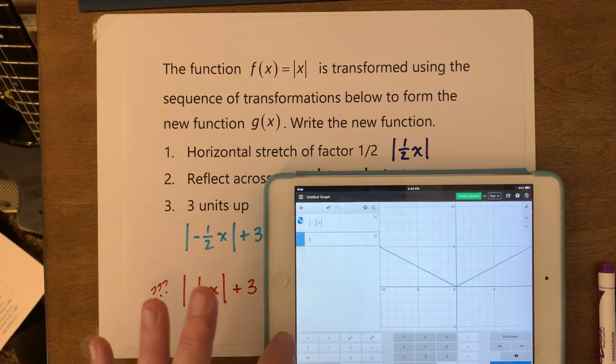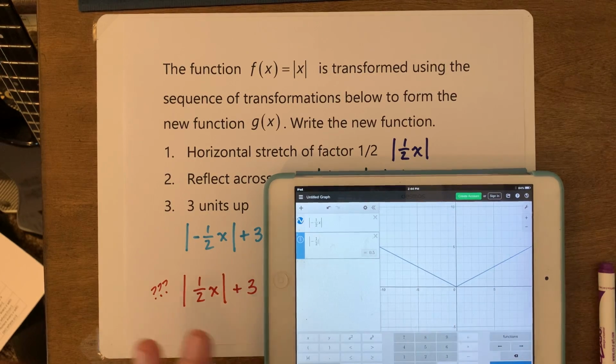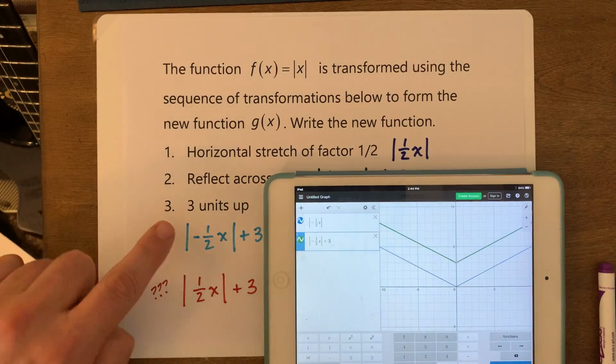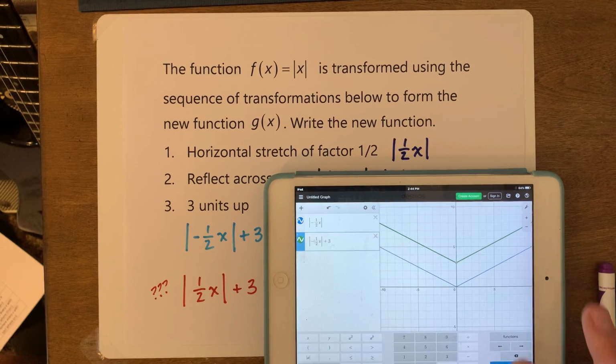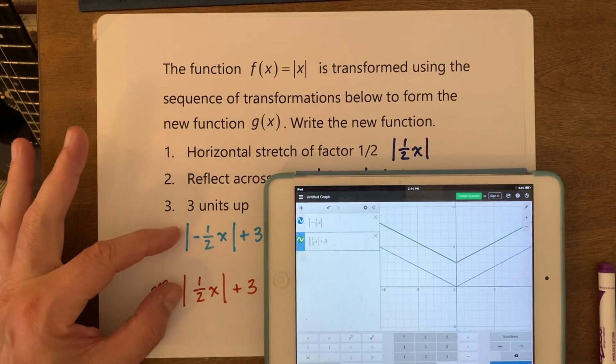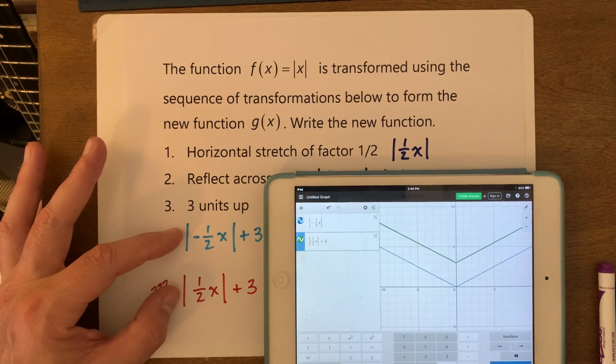So absolute value, and I'm going to keep the negative in there just for now, negative 1/2 x, and then plus 3, and we see it does move 3 units up. Now I'm going to test my hypothesis. I know that this one's correct, so I back up, and I see clearly now that my graph did not change. So my hypothesis of this one is correct. So either of these two answers, if a student gives me either one of these, I would be okay with that. As a matter of fact, there's actually another answer that's okay.